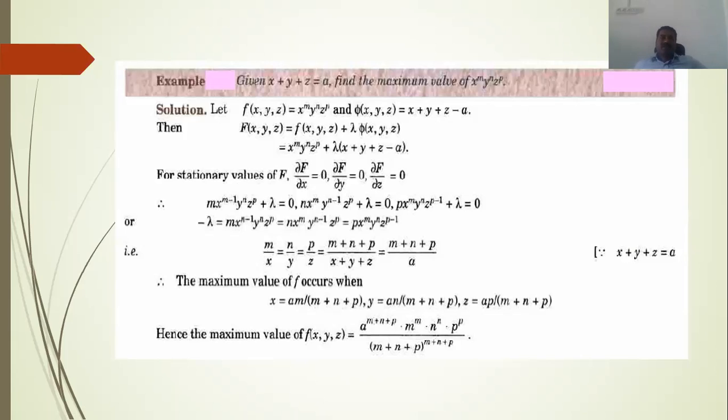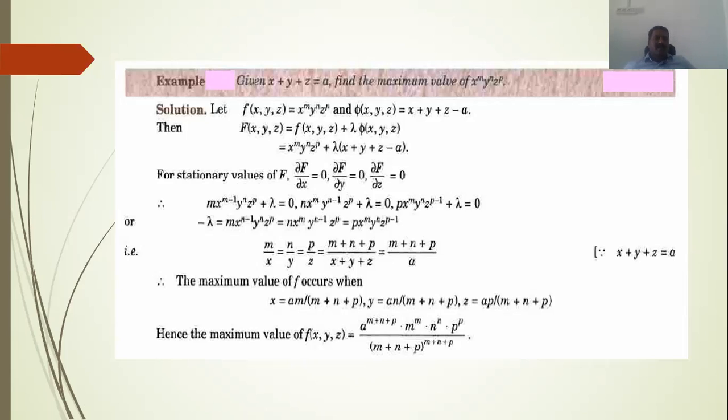The new Lagrange function is capital F of x, y, z equal to small f of x, y, z plus lambda times phi of x, y, z. That equals x power m, y power n, z power p plus lambda times (x plus y plus z minus a). Right? Find the stationary points: dou F by dou x equal to 0, dou F by dou y equal to 0, dou F by dou z equal to 0.